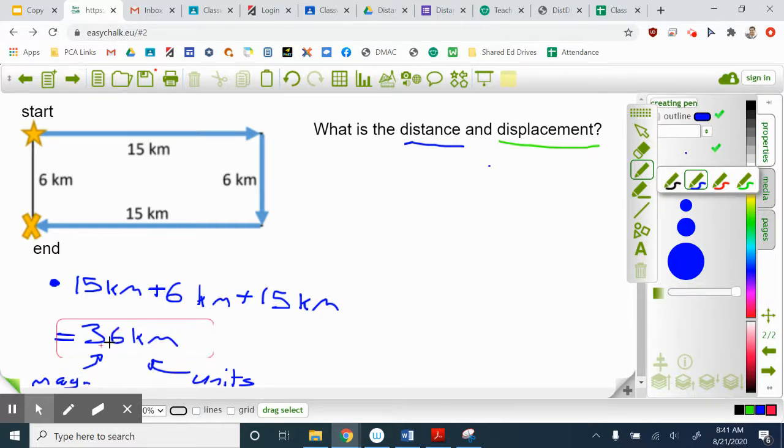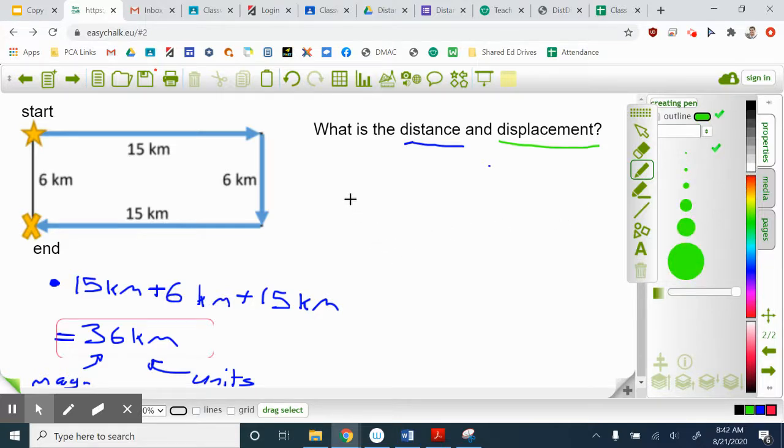Because if someone were to read this and they just saw the number 36, okay, it's 36 what? 36 meters, centimeters, who knows? That's why we put our units there so we can convey our answer correctly. Okay, 36 kilometers. And that's our answer. So now we're going to find the displacement.